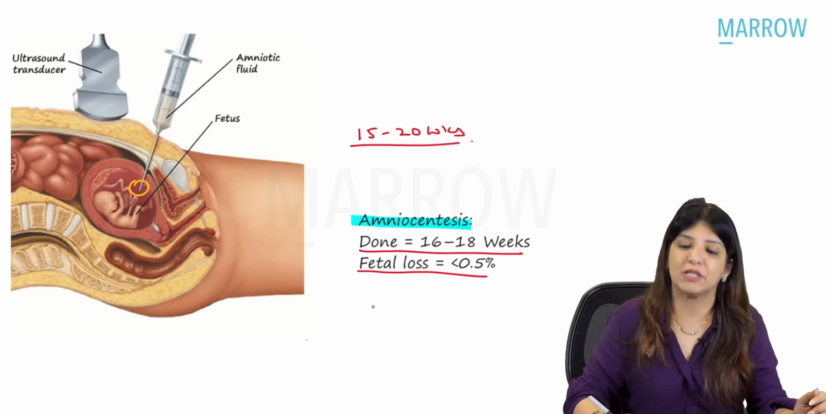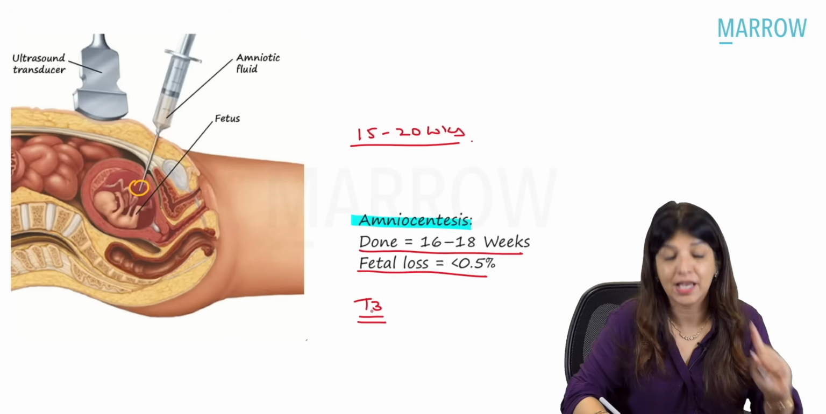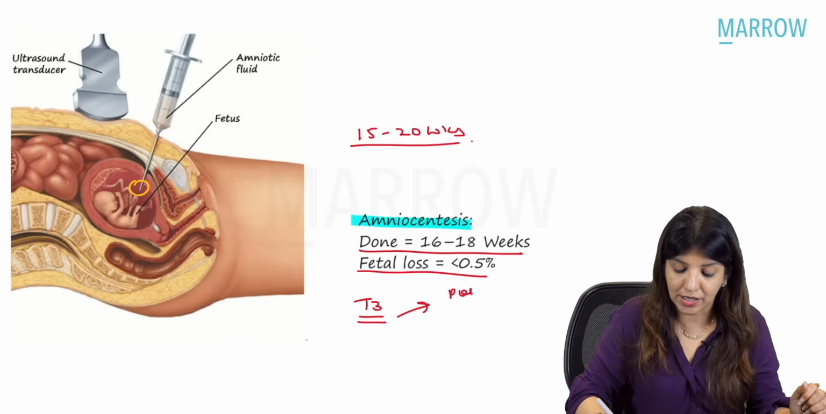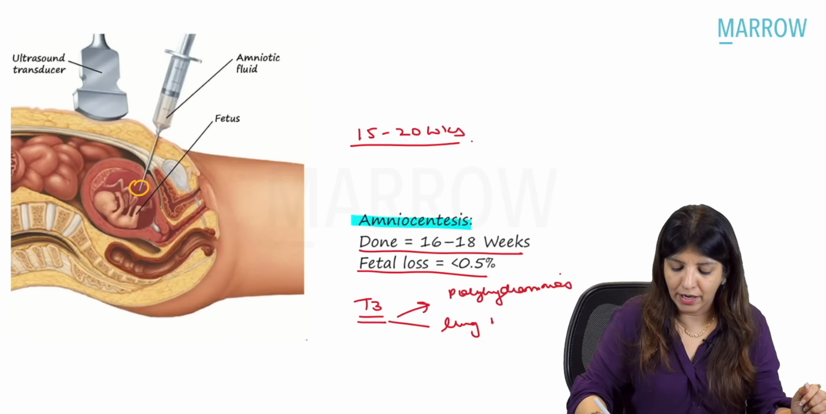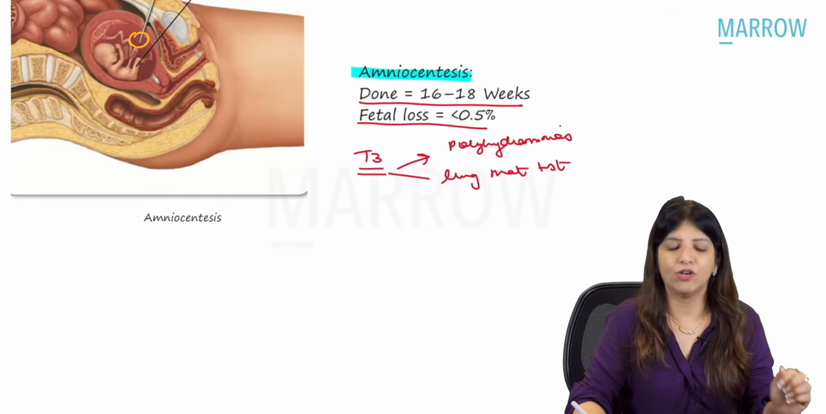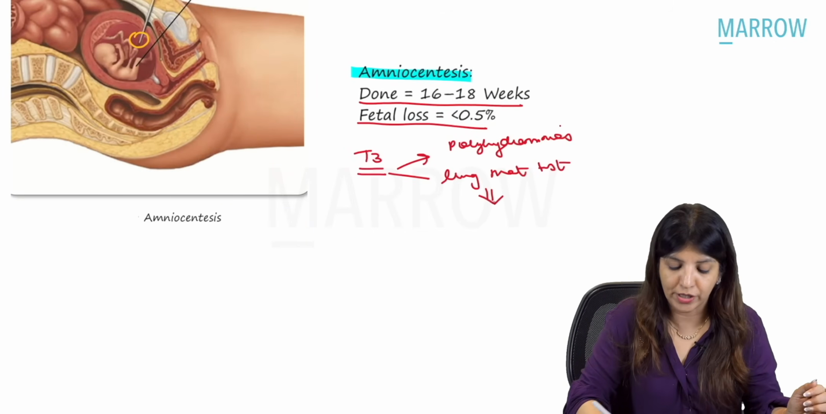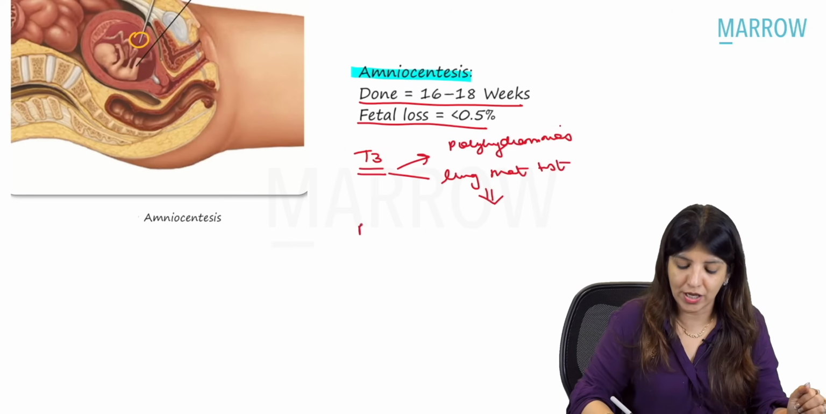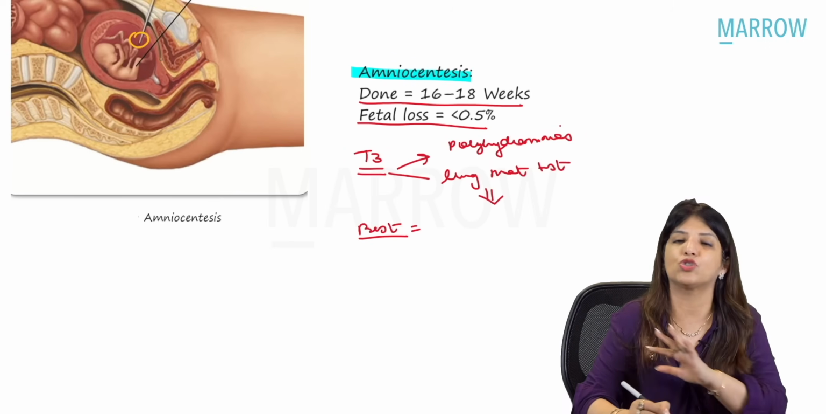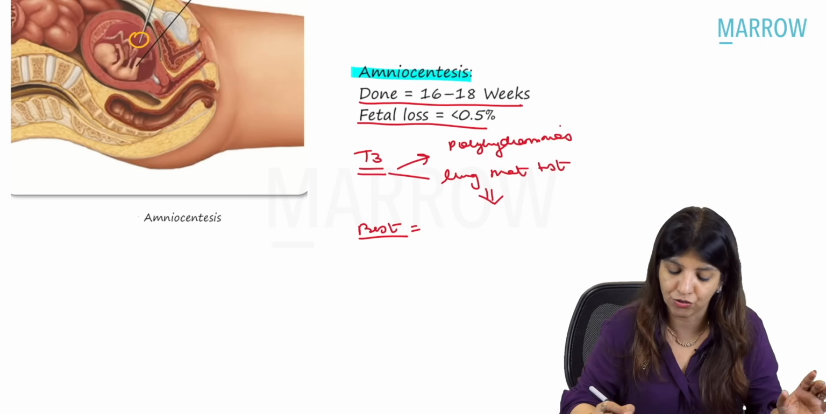Can amniocentesis be done in the third trimester also? Yes, it can be done in the third trimester for managing polyhydramnios, number one, and for lung maturity test. All lung maturity tests are done on amniotic fluid. In lung maturity test, they can ask you which is the best lung maturity test. The best lung maturity test, do not say it is lecithin upon sphingomyelin ratio.